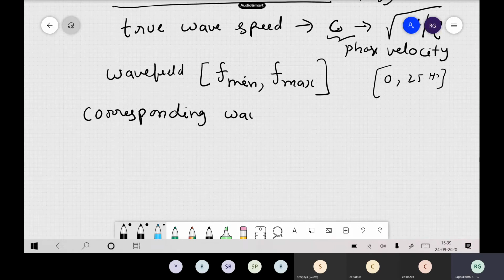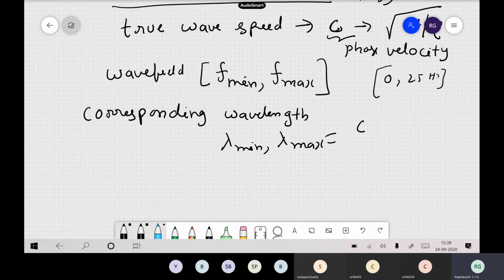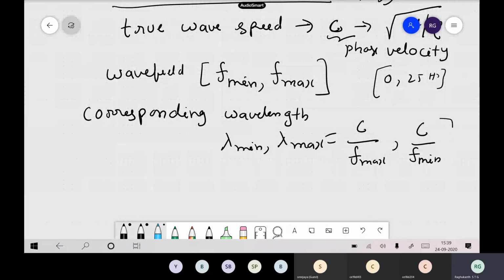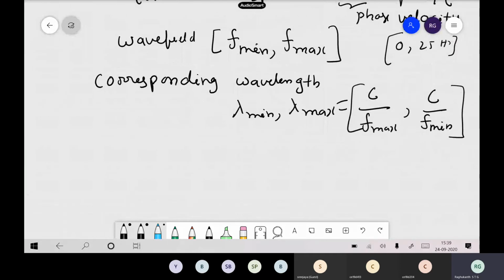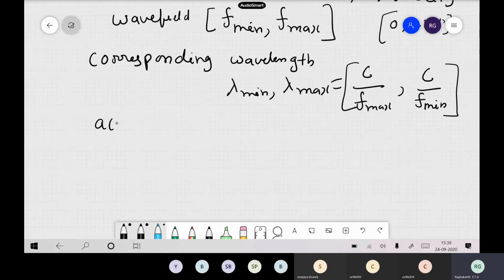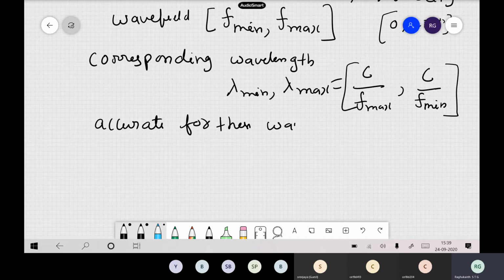So the corresponding wavelength is given by lambda minimum and lambda max. So this is C by F max and C by F minimum. These are our wavelengths, and you can decide this based on your requirement. Now we want to simulate using our finite difference method accurately for this range of wavelengths.